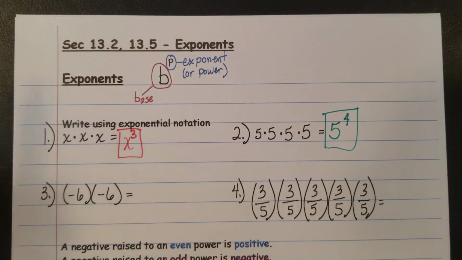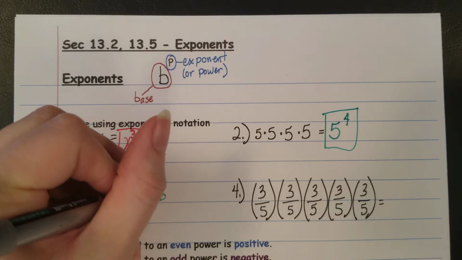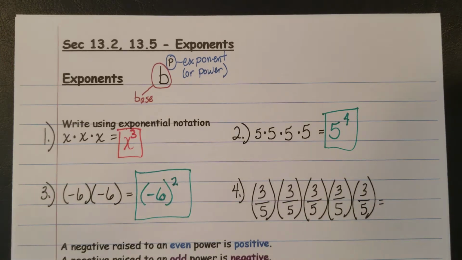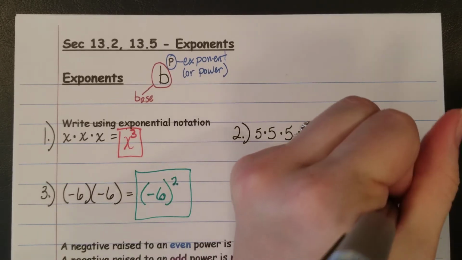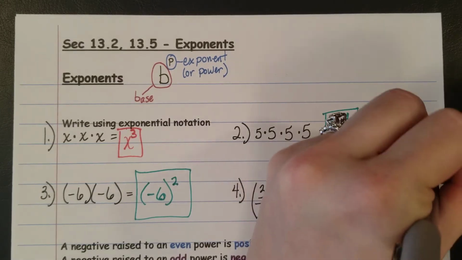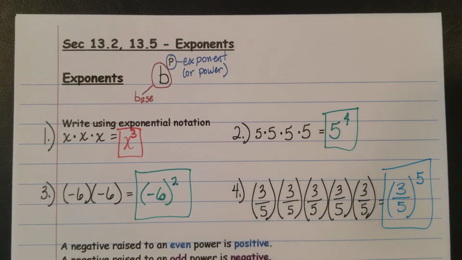On number 3, we have -6 times -6. It's tempting to just give an answer, but what they're looking for is to write it using exponential notation. So we would keep the -6 in parentheses, and then -6 squared is what they're asking for. Number 4, 3/5. Let's see how many of those do we have. 1, 2, 3, 4, 5. We have 5 of those, so we would write that 3/5 in parentheses raised to the power of 5. Now we have written those using the exponential notation.